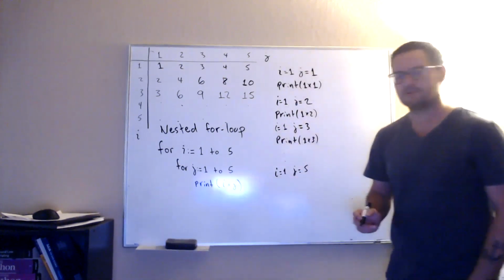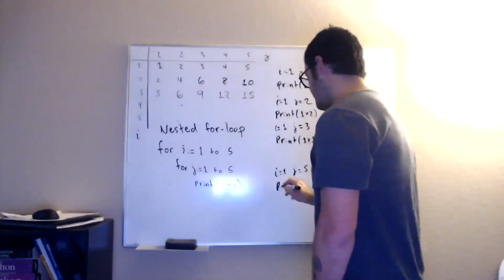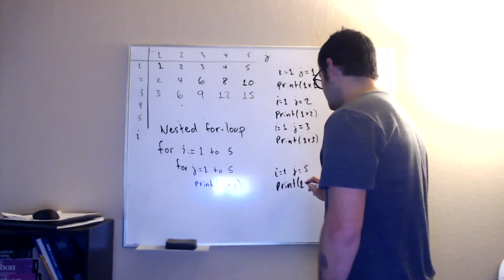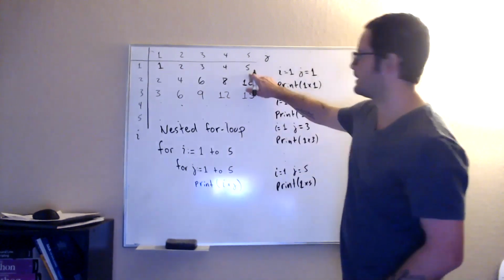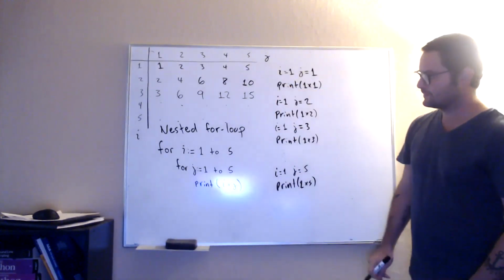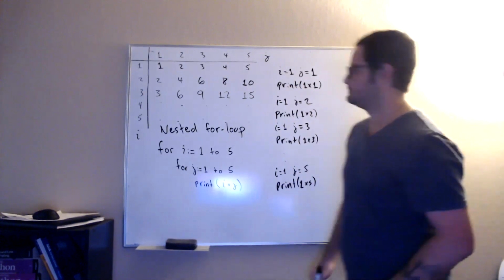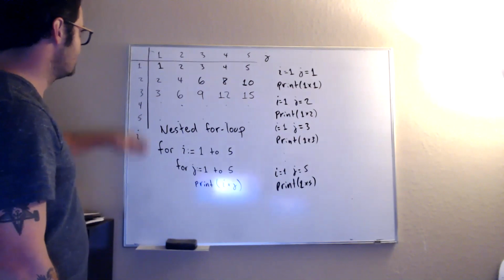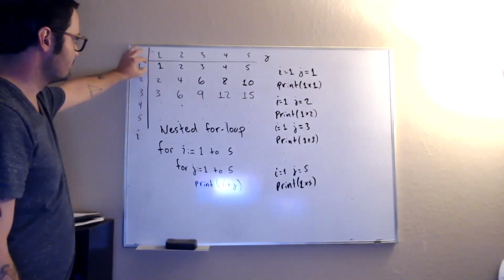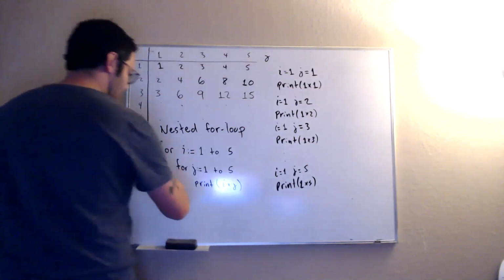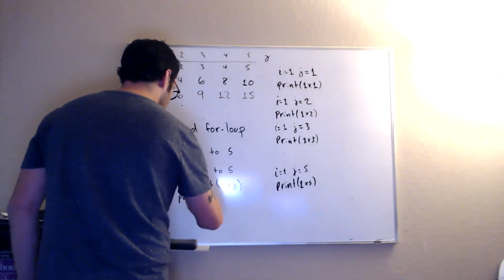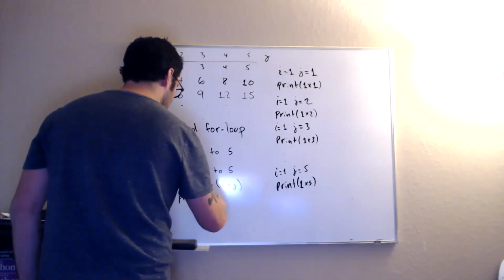That's the very last one, and we print 1 times 5, which will give you that entry there. And then, if you want to have a new row, after you exit that for loop, maybe print a new line or something.